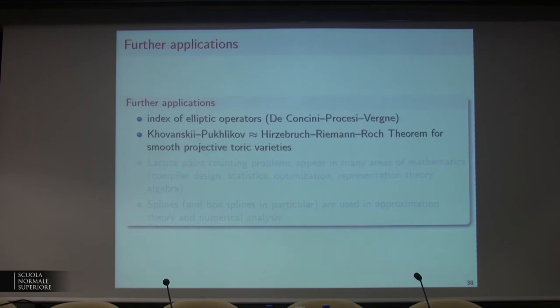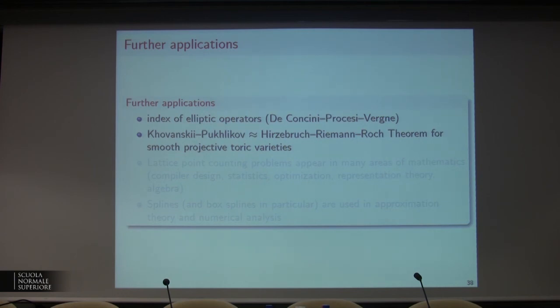I guess we are approaching the end of this talk. So, some more applications. De Concini, Procesi and Vergne studied all these splines and vector partition functions in their paper where they wanted to calculate the index of some elliptic operators, and Khovanskii and Pukhlikov were interested in the Hilbert-Pukhlikov theorem for smooth projective toric varieties. One can translate all these quantities into the volume of a polytope and the number of lattice points in a polytope.